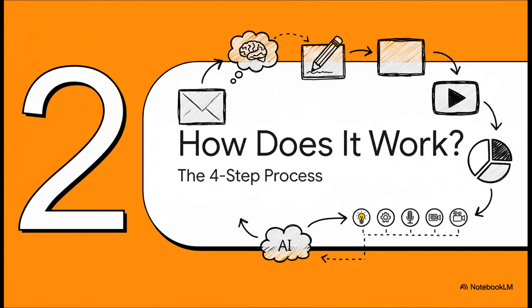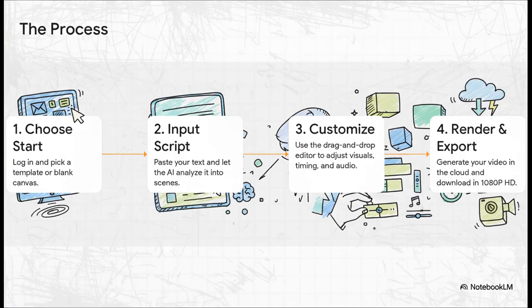Okay, but how does it actually work in the real world? Well, they've broken it down into a pretty simple 4-step process. The whole idea is to make it as painless as possible. So first, you just log in and either pick a pre-made template or start fresh with a blank canvas. Step 2 is where the magic is supposed to happen. You just paste in your script and the AI reads it and starts suggesting scenes and images. Third, you can jump in and tweak everything, move things around, change images, adjust the timing, using a simple drag and drop editor. And finally, you just hit the render button and download your video.